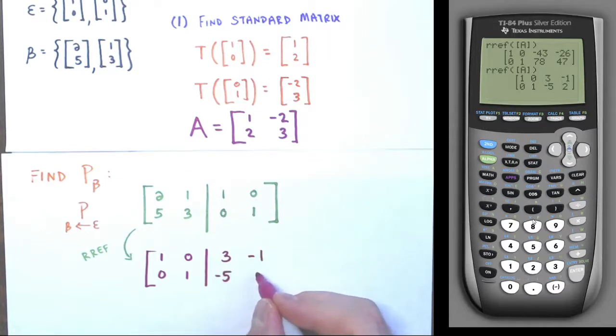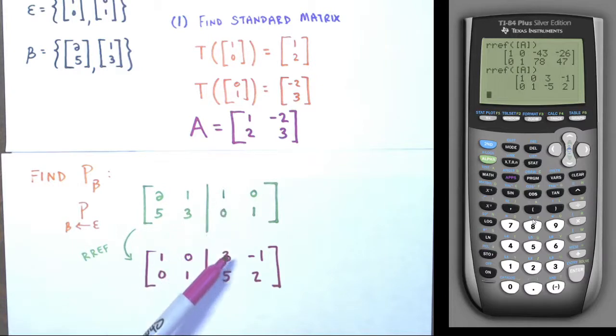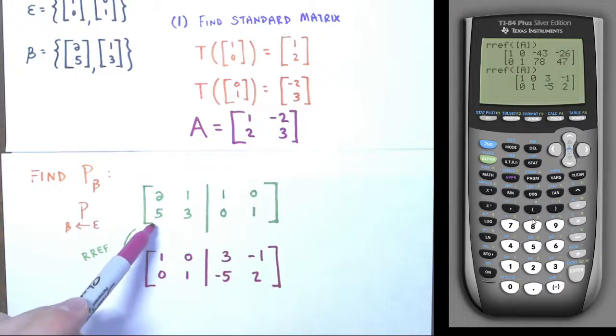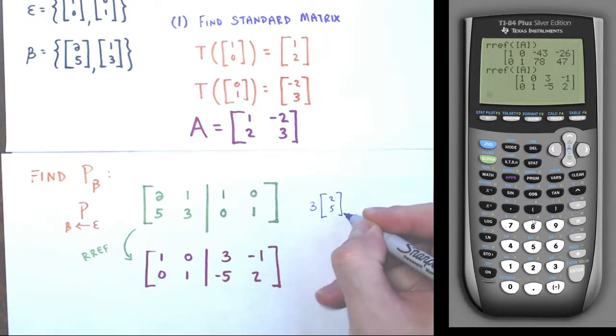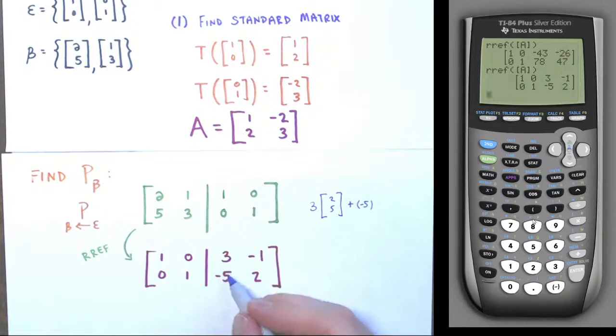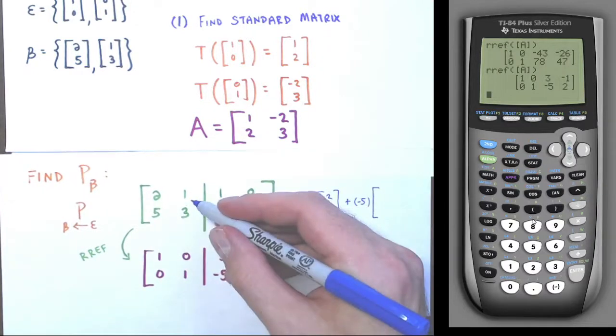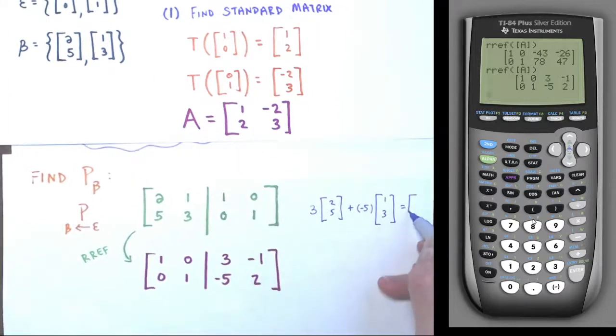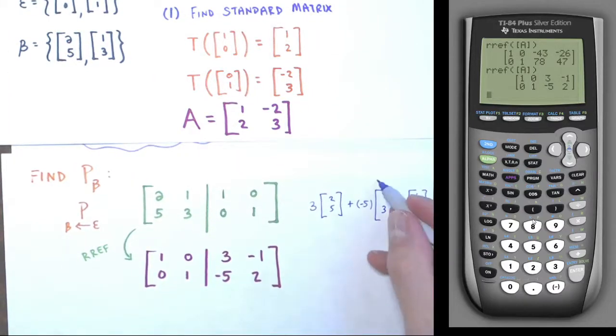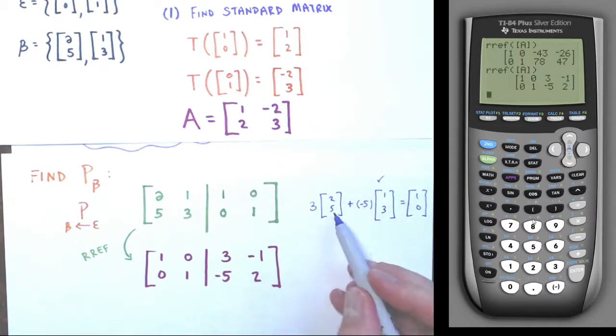And if you want to test this out, remember what these are. These now represent the coordinates of these vectors relative to basis B. So if I took 3 times the vector 2, 5, and added negative 5 of the vector 1, 3, that should give me the vector 1, 0. And that works out, right? You have 6 plus negative 5 is 1, 15 plus negative 15 is 0.